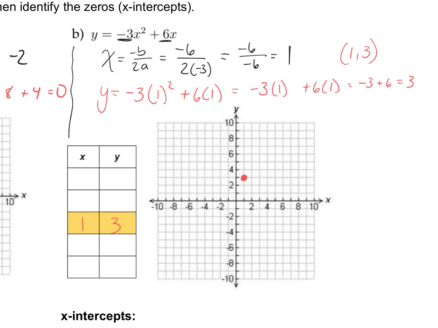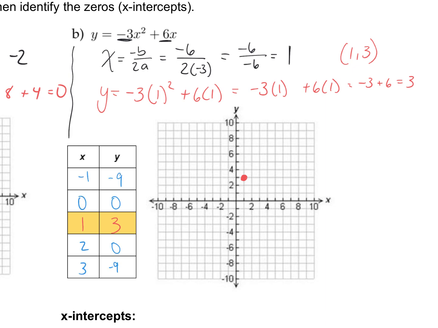All right, so now what I want you to do is pause that video, and fill in the rest of this table, if you can, on your own, right? So fill in the x values first, plug them in, and then fill in the y values. Pause the video.